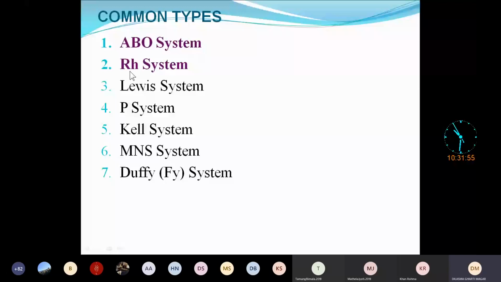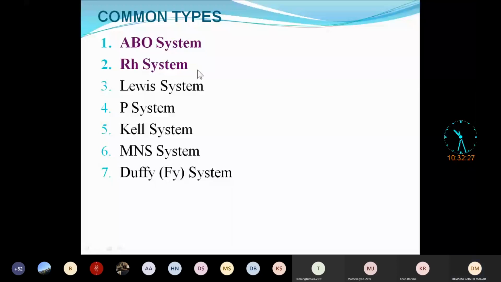So the common types of blood group systems are the ABO system, Rh system, Lewis system, P system, Kell system, MNS, Duffy, and then the Phi system. There are many different blood group systems, but still the main ones are the ABO blood group system and the Rh system.